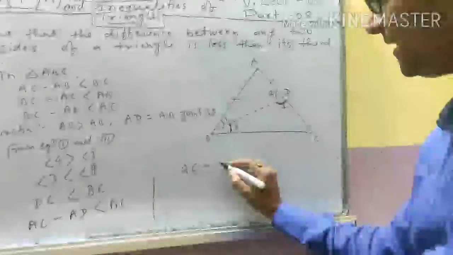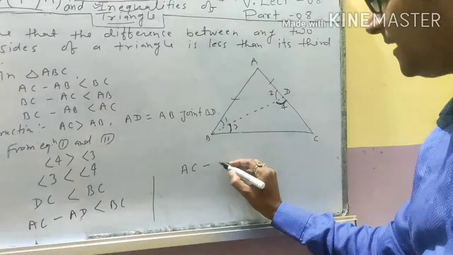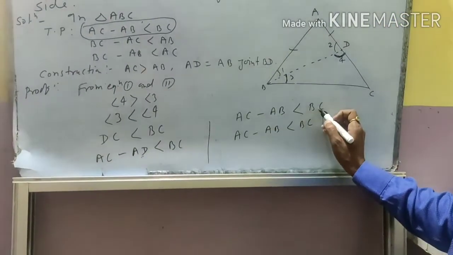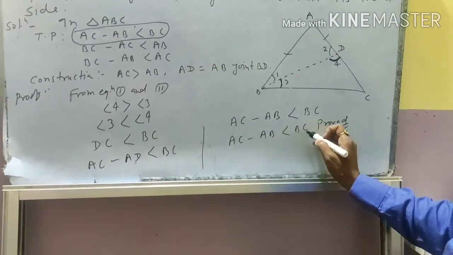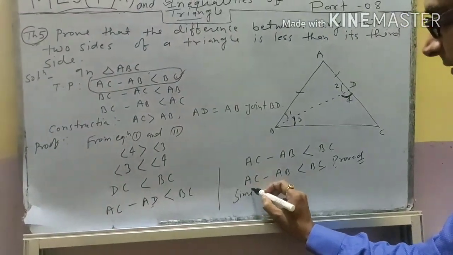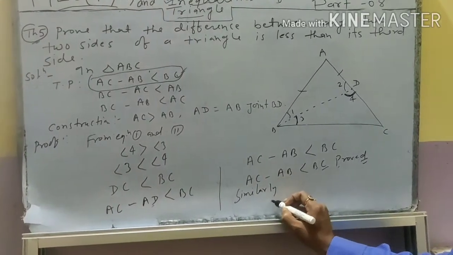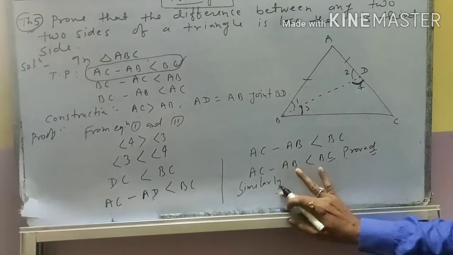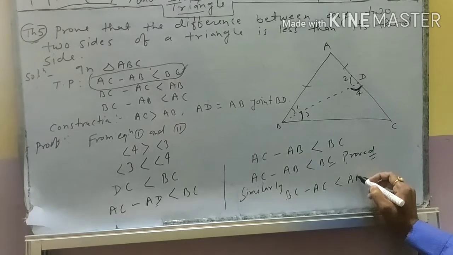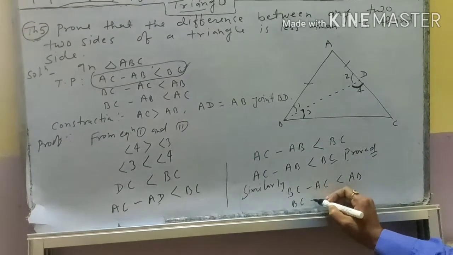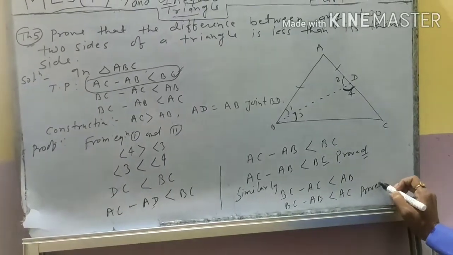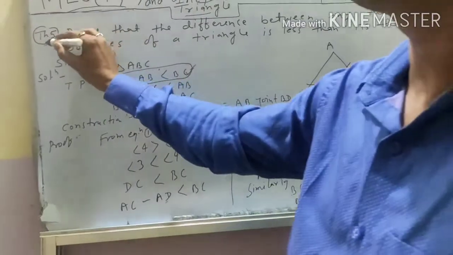This is your proof. Okay student, this is the first proof: AC minus AB is less than BC. And here write down, similarly, BC minus AC is less than AB and BC minus AB is less than AC. This is your proof. Okay student, I hope you will understand theorem number 5.